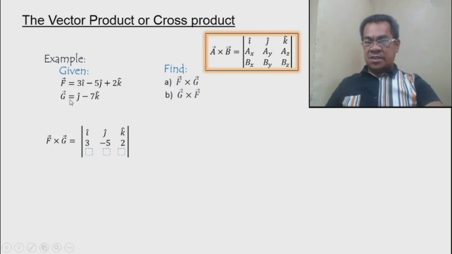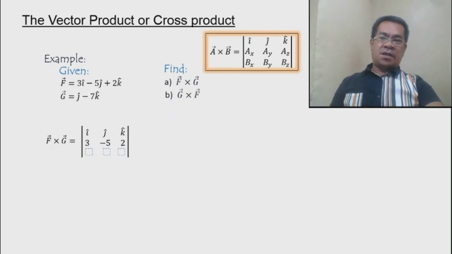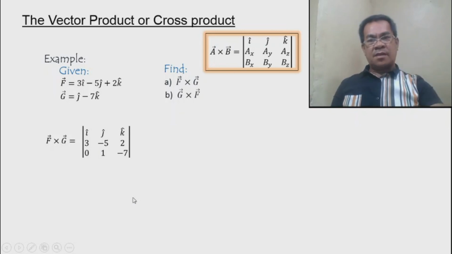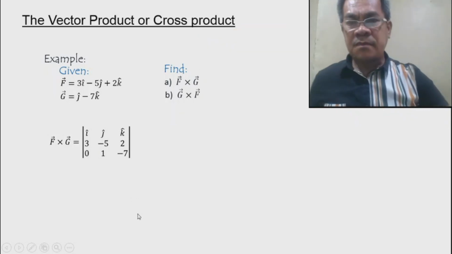So therefore, in this case, I must be 0, and this is 1, and this is negative 7. Again, this is 0 because there's no presence of I. Actually, the unit vector doesn't have a 0 value. The unit vector is always present. It is the magnitude that makes this a 0 term. So this must be 0, and this is 1, 1 for J, and this is negative 7. Okay, so then evaluate the determinant.